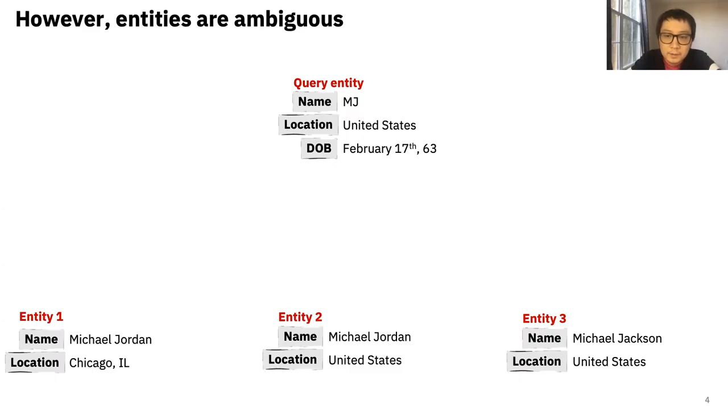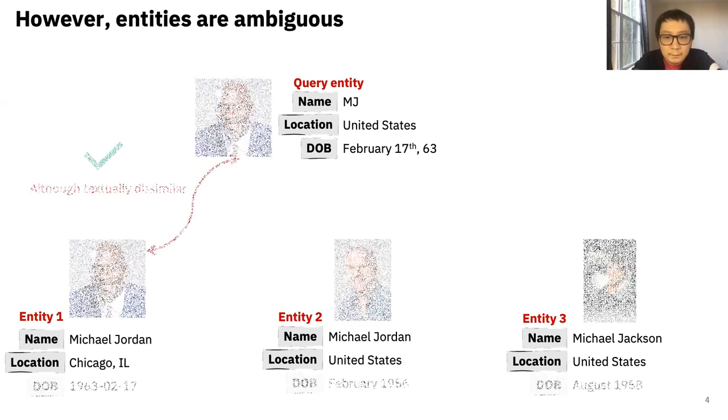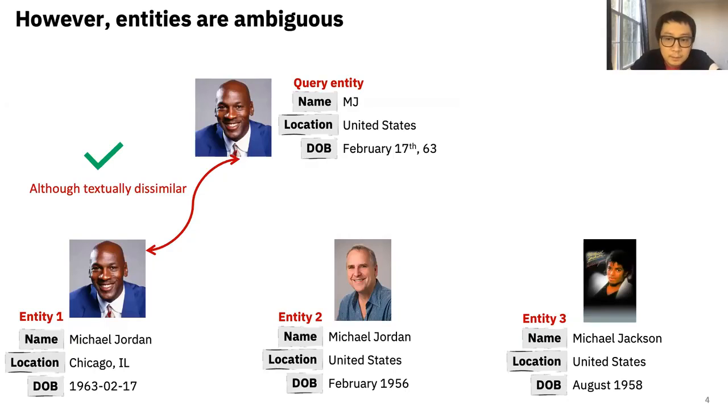Based on the information available, it is very hard to tell which candidate entity is a match to the query entity, since some of the crucial information is missing. Sparse attributes and missing values are very common in real-world scenarios, and that makes entity resolution very hard. However, if I give you the date of birth information of the candidate entities, our brain can do some reasoning. For example, we realize that entity one is a match to the query entity.